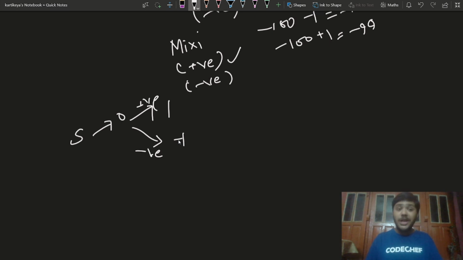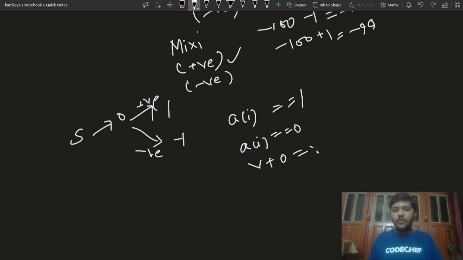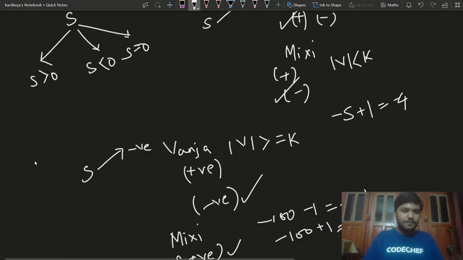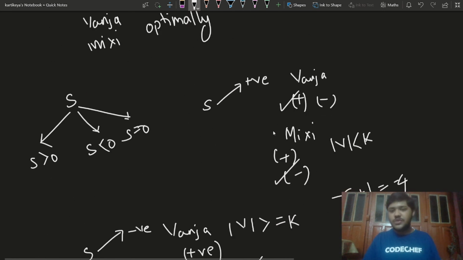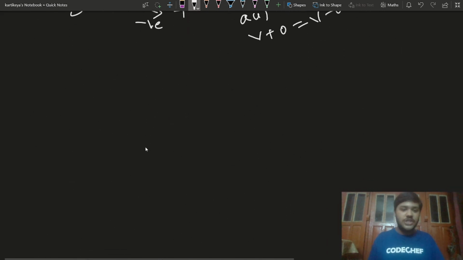And the change in magnitude would only occur if the current element a of i is equal to 1. a of i can also be equal to 0. If it is 0, then assigning it as positive or negative won't have any impact on the current magnitude, because adding a 0 or subtracting a 0 doesn't change the value: v plus 0, v minus 0 is equal to v. That is a basic thing. Okay, so on this particular strategy, what strategy does Vanja have?